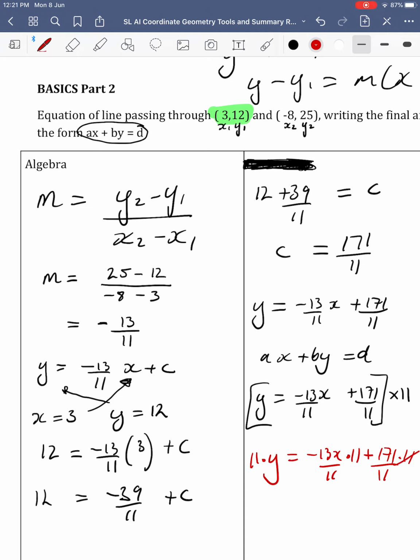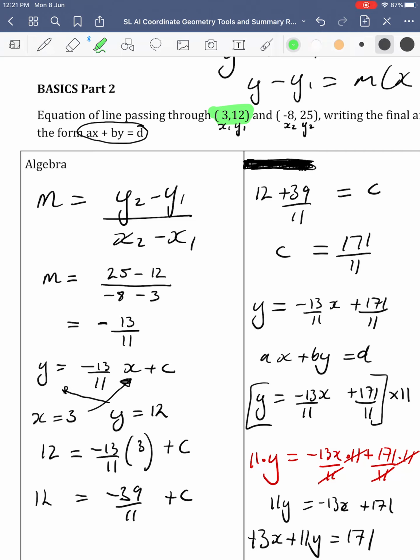And the point is that the 11s cancel out. We cancel the common denominator there. Okay, so we have 11y equals negative 13x plus 171. If I add 13x to both sides, I've got 13x plus 11y equals 171. And now I've got it in the form of what the question asks me about, ax plus by equals d. And when we see the general form, the a and the b and the d are all integers.